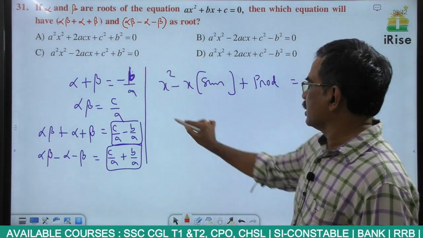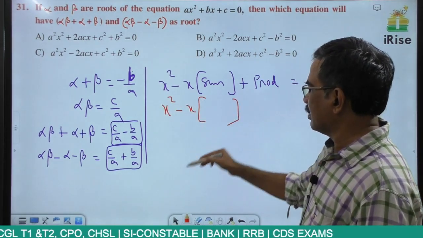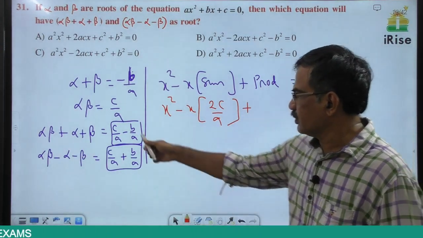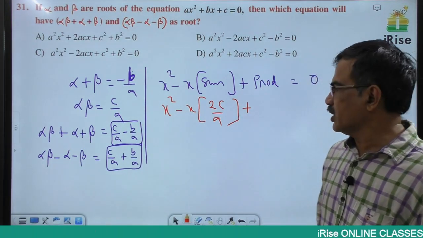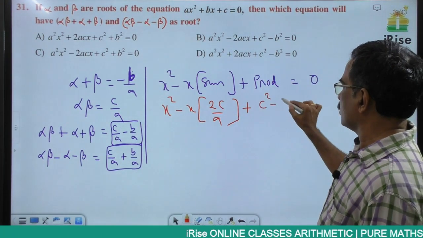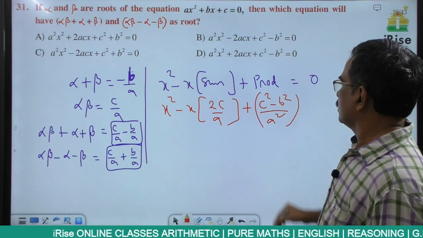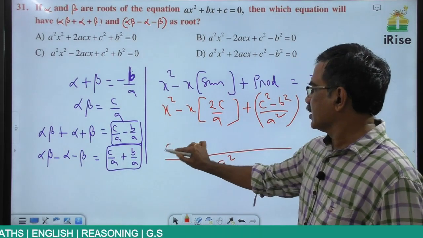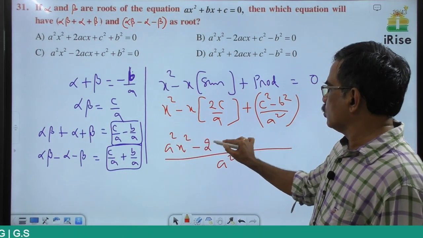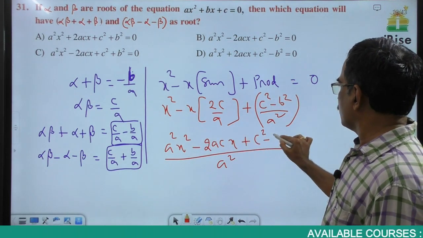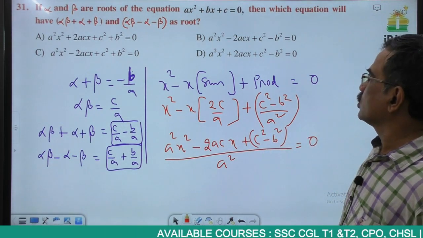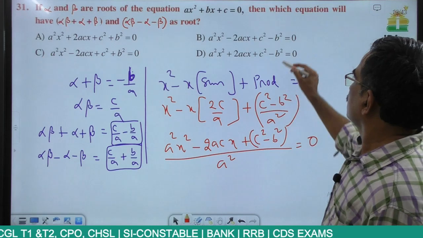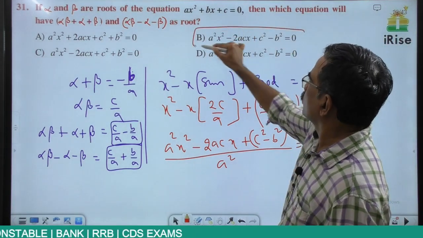Then what is this equation? x square minus x into sum of the roots. If you add these two, we get 2c by a. And the product of the roots, if you multiply these two, c by a minus b by a into c by a minus b by a, which is equal to c square minus b square by a square. So simplifying this, a square is the LCM. A square x square minus 2acx plus c square minus b square is equal to 0. See the question. This is the answer for this question.